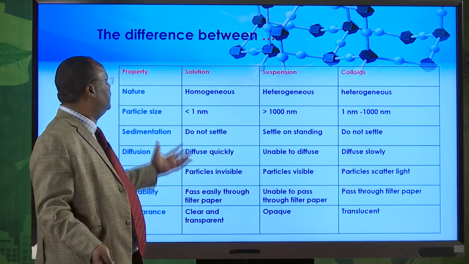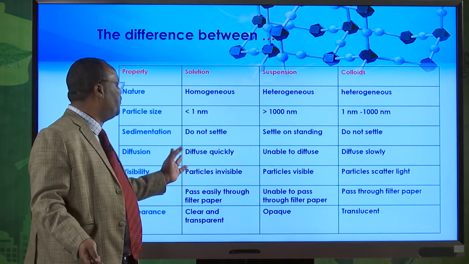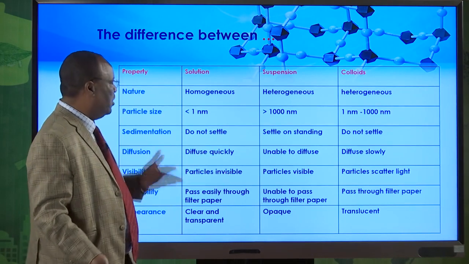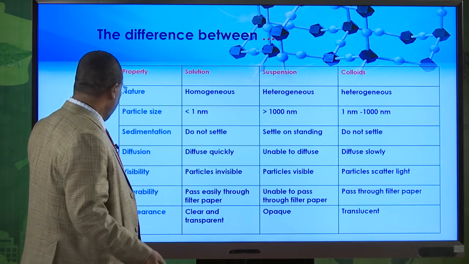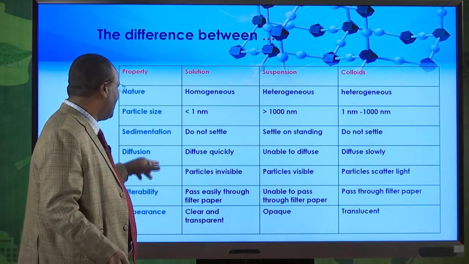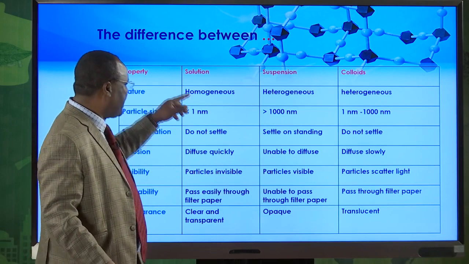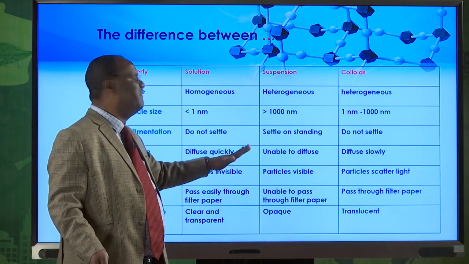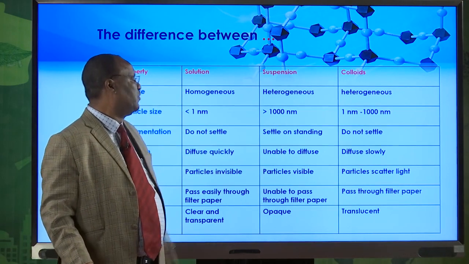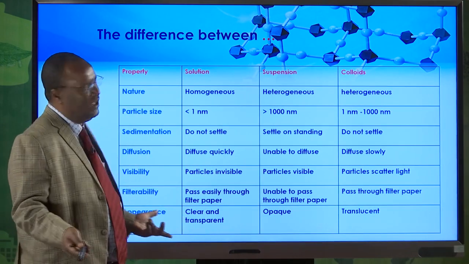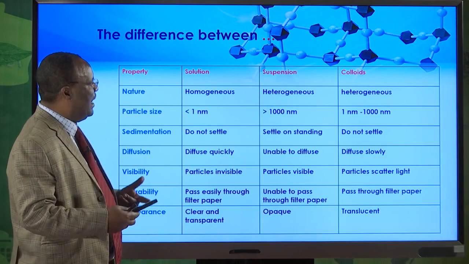Diffusion. Solid diffuses quickly in solution; in suspension, unable to diffuse. Colloids diffuse slowly. Visibility of the solid. Particles are invisible in the case of solution. In the case of suspension, particles are visible. What about in the case of colloids? Particles scatter light. You can see it when light passes through.